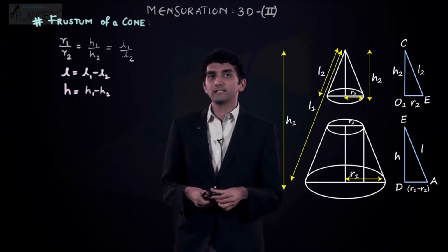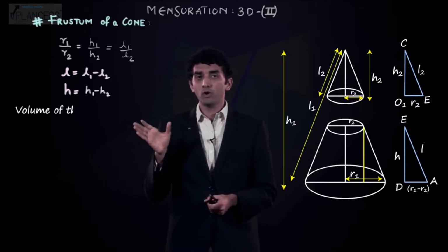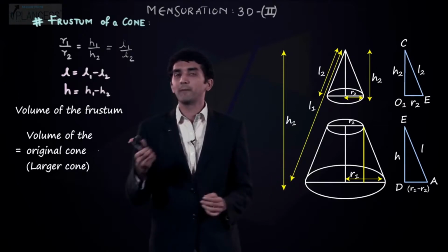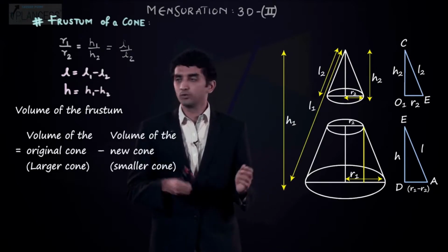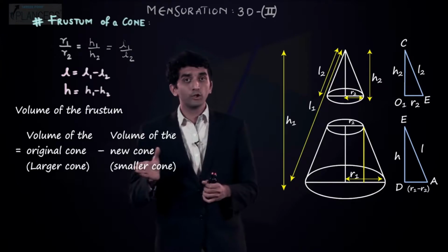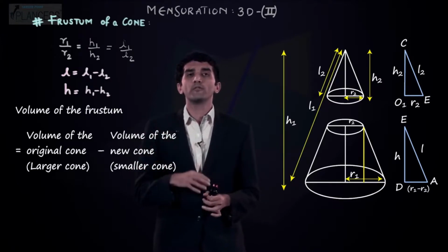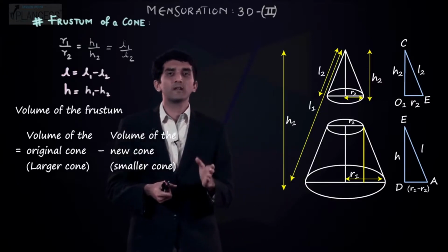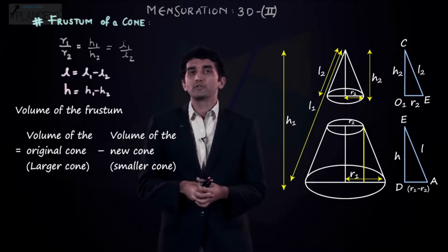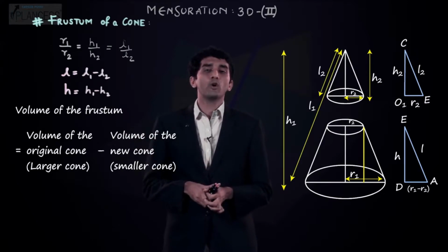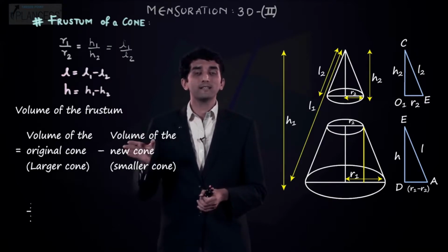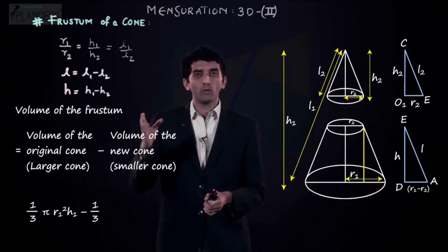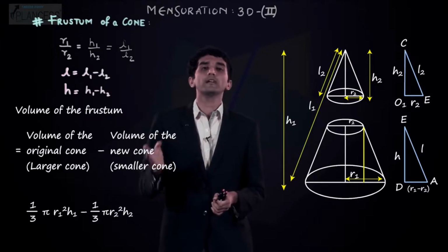The first thing to understand is that the volume of the frustum is the volume of the original cone minus the volume of the new cone. So basically, volume of the larger cone minus volume of the smaller cone. And we know that the volume of a cone is 1 by 3 pi r square h. So here the volume of the frustum is going to be 1 by 3 pi r1 square h1 minus 1 by 3 pi r2 square h2.